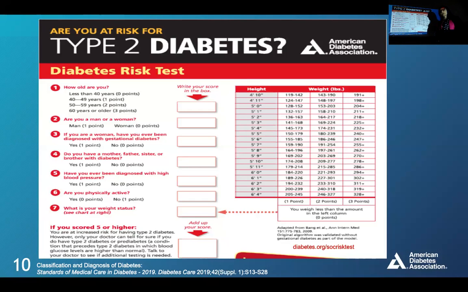Now, for patients at your pharmacy, the ADA, or American Diabetes Association, has this questionnaire. You can access it from the website, and patients at your pharmacy can screen themselves to see if they are at risk for diabetes. It asks about their age, gender, genetic predisposition, whether there is a family history of diabetes, and their weight and height, and then they add their score. If the score is 5 or more, they are at higher risk, and they can talk to their doctor about a better plan.